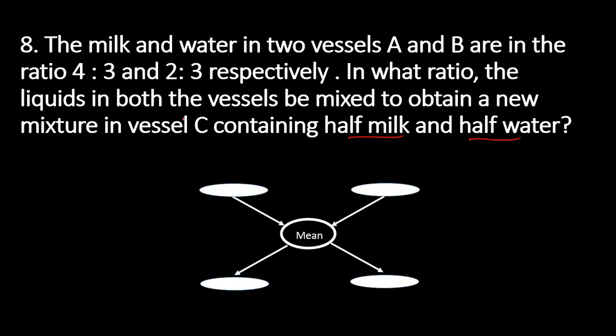Let us concentrate on the percentage of milk, or portion of milk. Total how many parts? 4 and 3. It means in 7 parts, 4 parts is milk. It means 4 by 7th part is milk in A, and in B, out of 5 parts, 2 parts is milk. 2 by 5 part is milk. Now we have to mix these two in order to get the mixture of ratio 1 by 2, because 1 is to 1, half water and half milk.